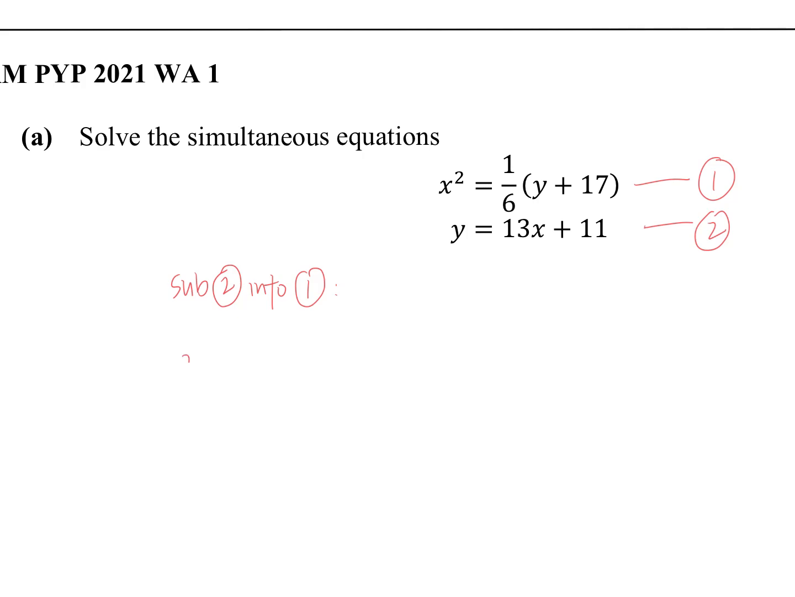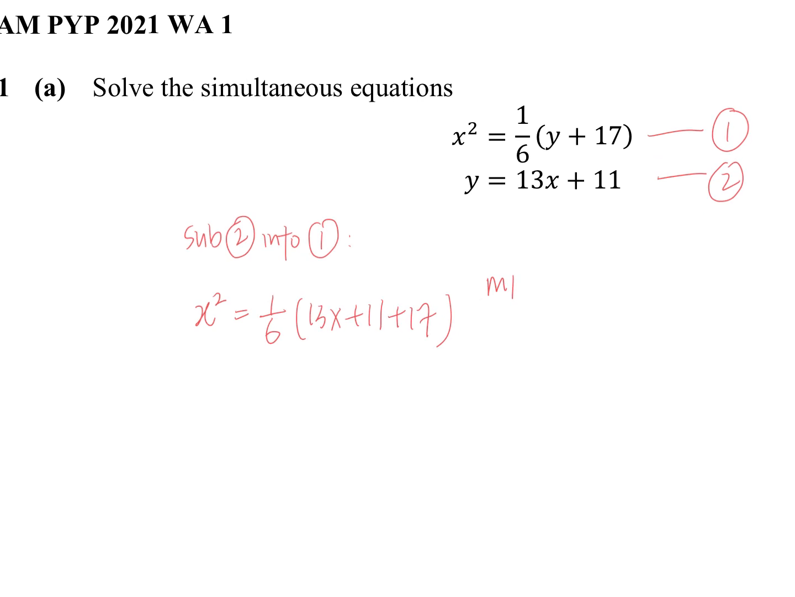Second equation into the first. When you see y, you just change it to 13x plus 11. Okay, so once you do this, you get your first mark. Second mark, what you can do is you could multiply 6 throughout.